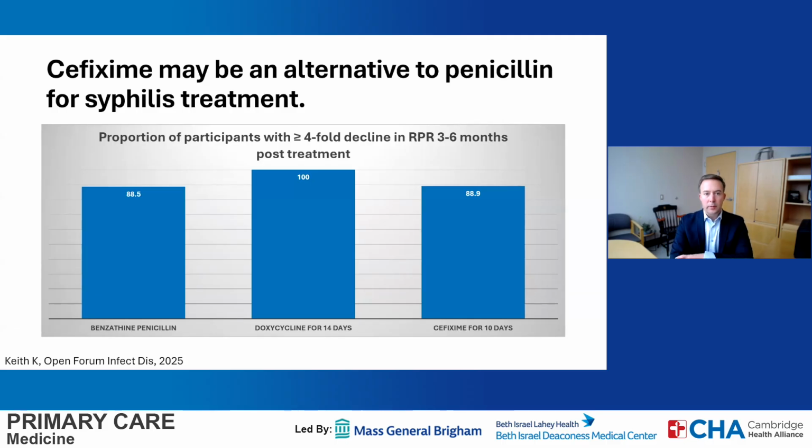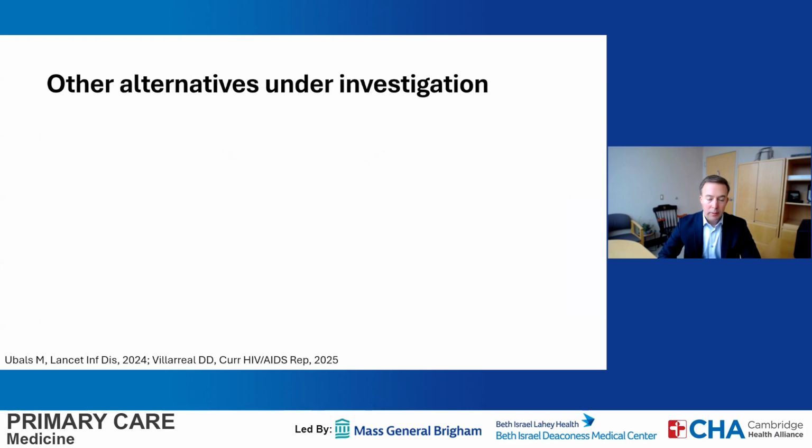These are preliminary results from a randomized trial comparing cefixime to benzathine penicillin for early syphilis. A small number of people also received doxycycline as part of this study because of shortages of penicillin. But you can see that in this preliminary analysis that cefixime for 10 days performed similarly to benzathine penicillin. There are other alternatives that are under investigation.